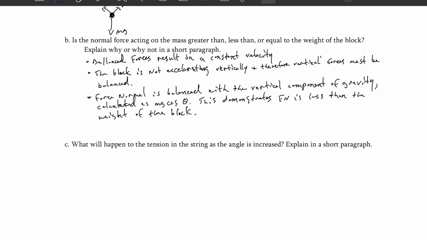What will happen to the tension in the string as the angle is increased? Explain in a short paragraph. Well, put your backpack on the desk, hold on to the strap. Is the tension really pulling against you just yet? Is there any tension at all? Well, if you start tipping your desk and your backpack starts to slide, the more you tip your desk, the more you're going to have to hold onto that strap. Tension will have to be greater and greater to keep your backpack from falling.